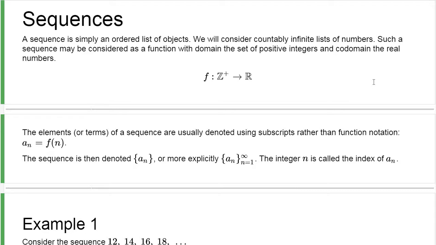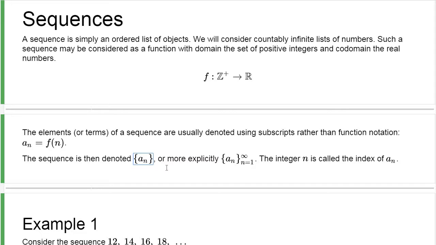set of real numbers. The elements, also called terms of a sequence, are usually denoted using subscripts rather than function notation. So if we have a sequence as a function f of n, normally it is denoted as a sub n or some letter sub n. The sequence itself, as opposed to a sub n, which is a single element, this sequence as a whole is denoted with curly brackets.